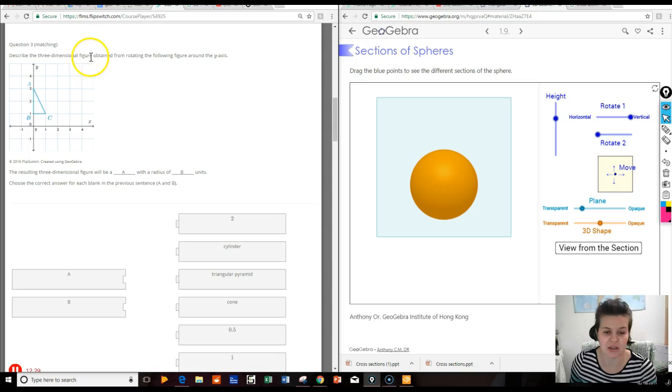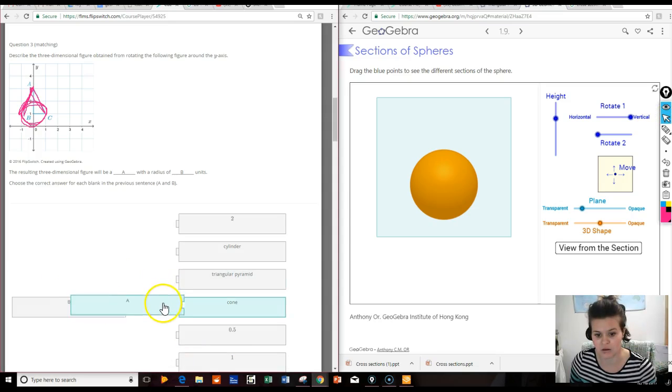So question 3, describe the three-dimensional figure obtained from rotating the following figure. We've rotated a triangle again. This will create a circular path around here as we rotate it. So the base will be a circle. If I rotated it all the way around, the base would be a circle, and we would have come to a peak right here. And so we will have a cone with a radius length of 1.